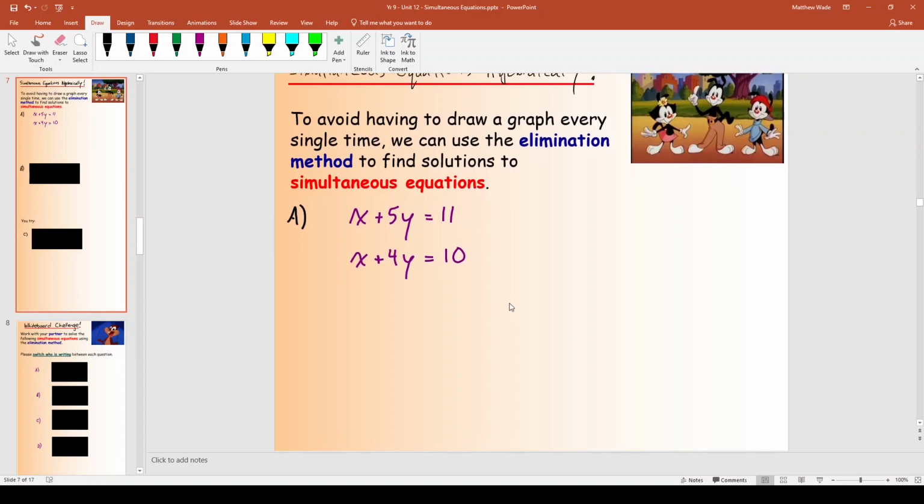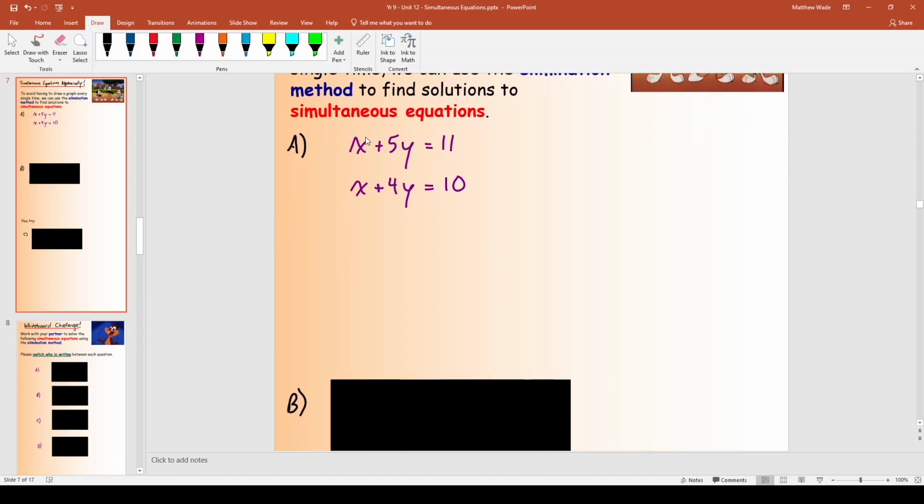Now, here's what we're going to do. We're going to figure out what the values of x and y are at the point where these two lines meet, because you could imagine that they'd be lines if you use the cover-up method. So we're actually going to get the point of intersection of these two lines, but without drawing a single picture.